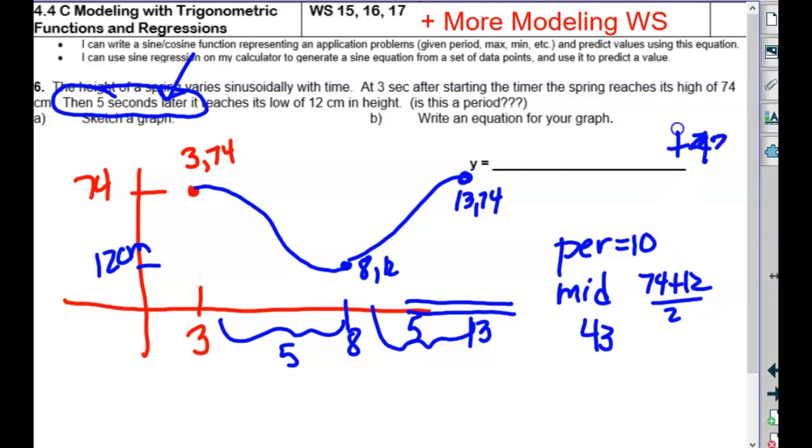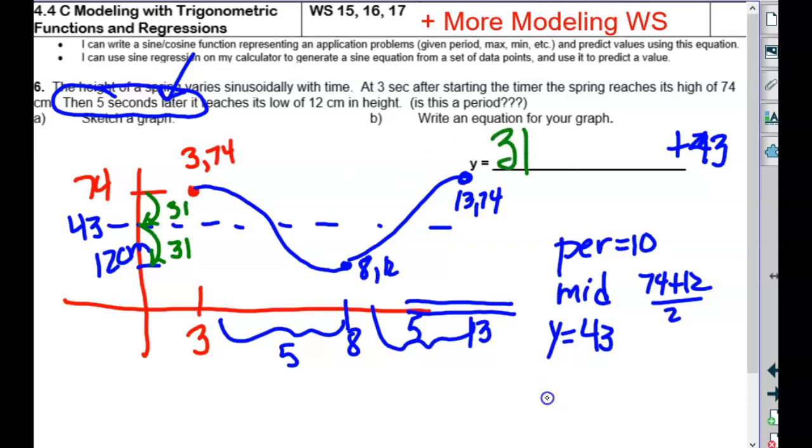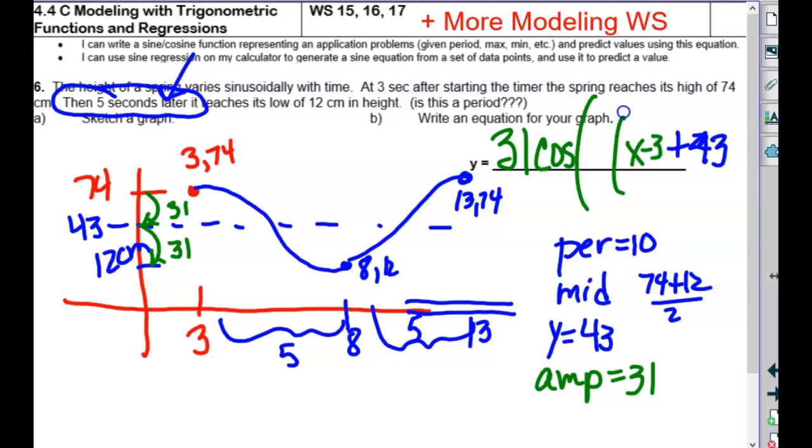That's going to go on the back. I'm going way too fast. The amplitude, how far above and below 43 does it go? 31 and 31. So the amplitude is 31. What do you want to call this? A cosine. Shifted to the right 3, I'm thinking. It's a plus 43 on the back. And in here goes 2 pi over the period, or pi over 5 if you want. Then you could graph it, right?